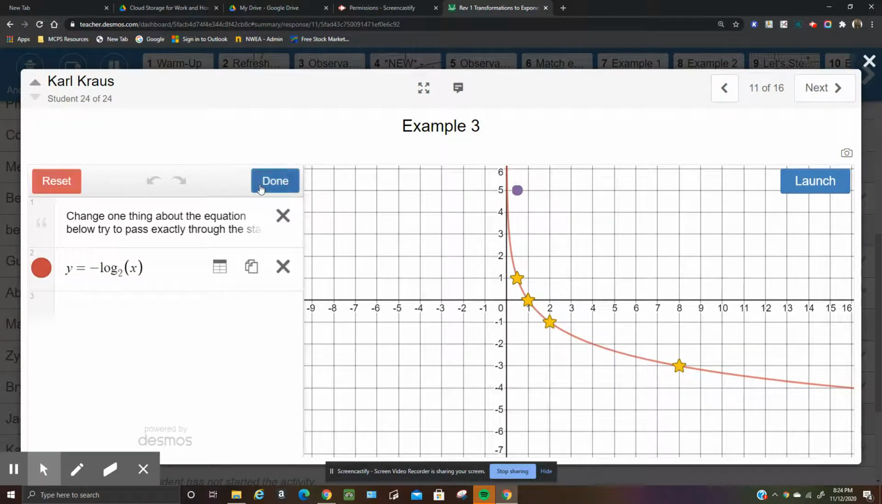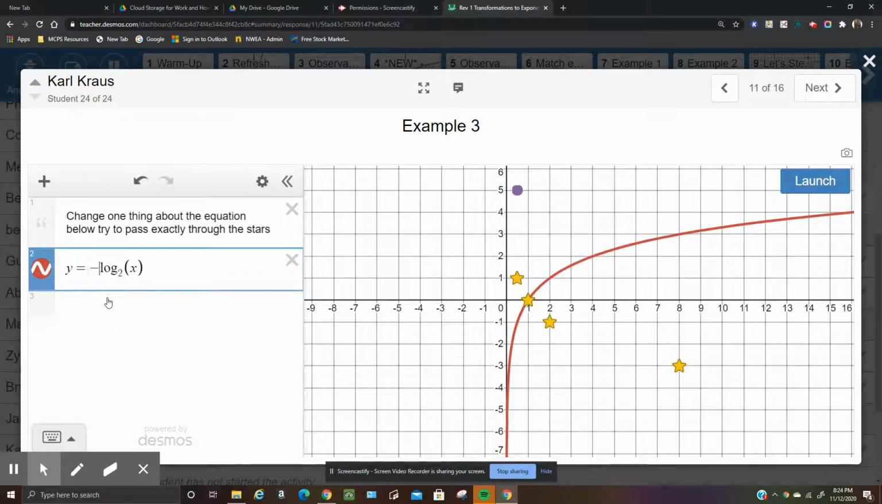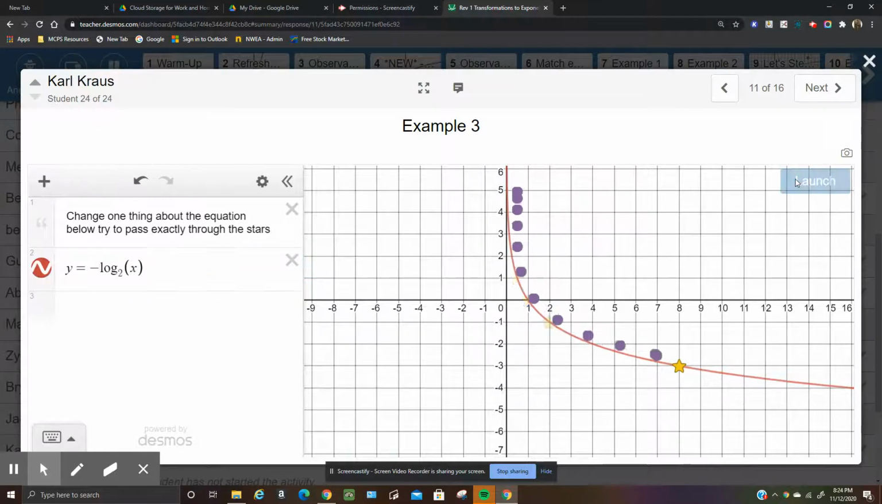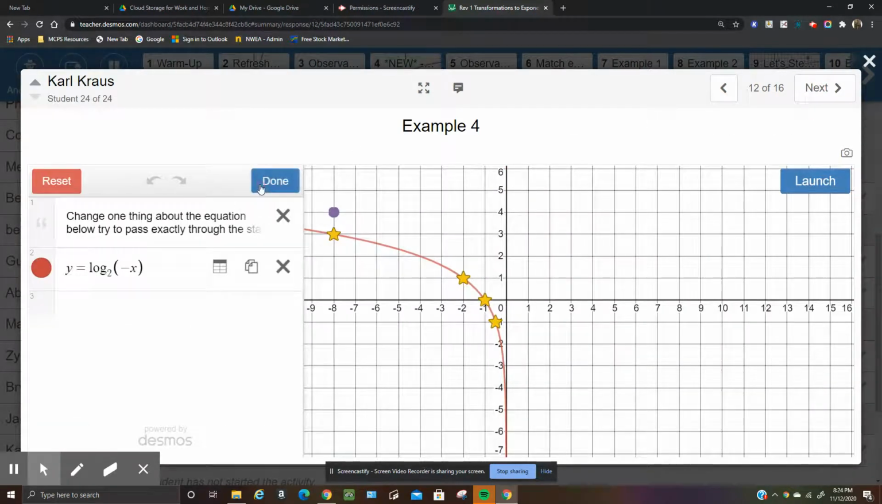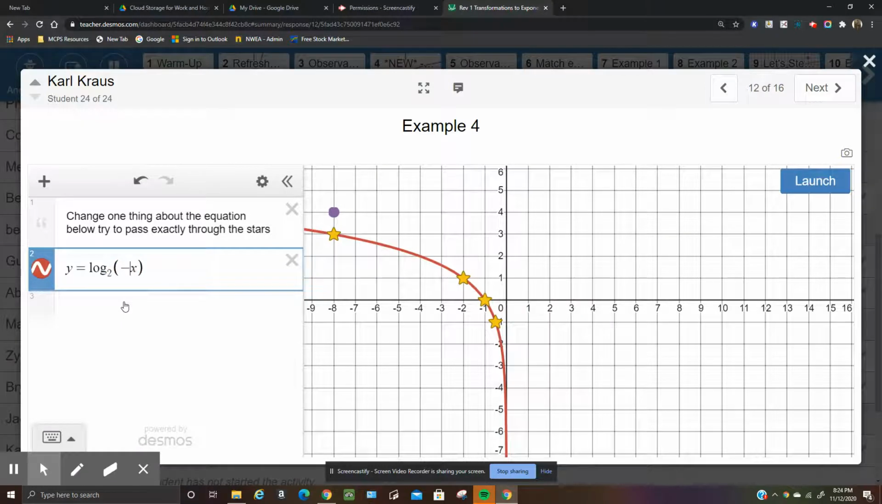Number 11, let's reset that. So we want to do a reflection here. So it's a negative. And that reflects the graph over the x-axis, or a vertical reflection. Let's reset this one. This one we want to do a horizontal reflection, or reflect over the y-axis. So I should put a negative there.